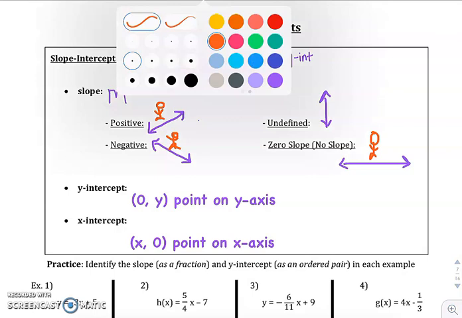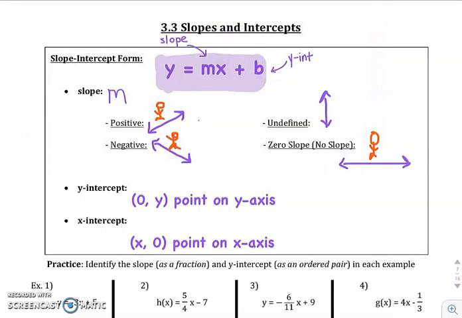The other piece that you can find right from this equation is your y-intercept, which is the b value at the end of your equation when it's in this form. And that's going to be the b. It's a bad b. But the y-intercept is the point on your y-axis. So that would just be a point you could plot without having to do much work.